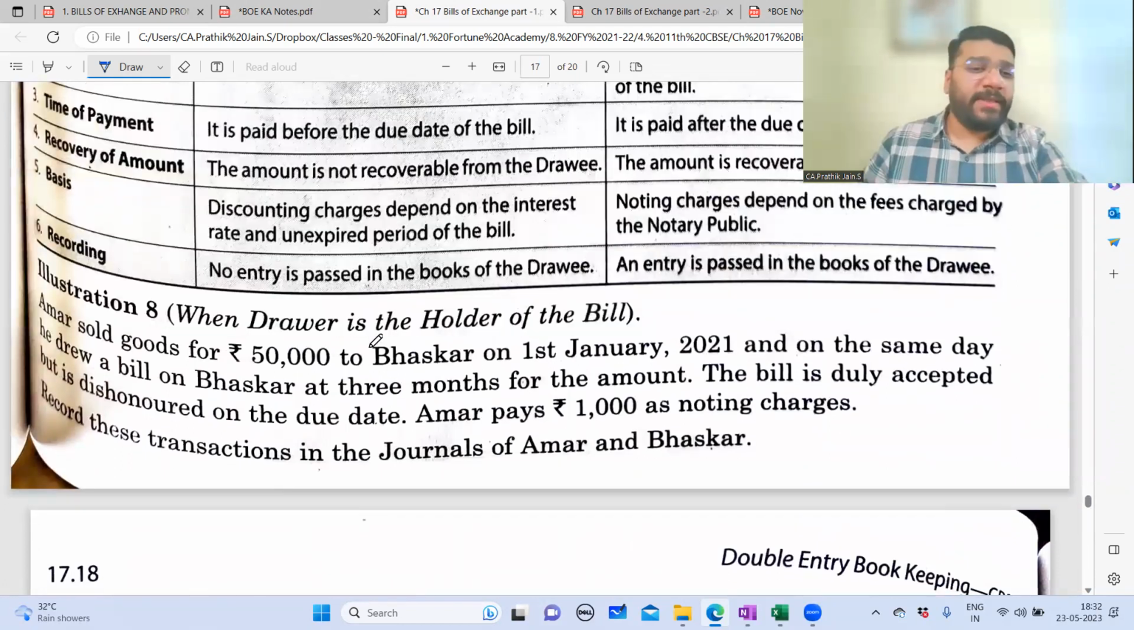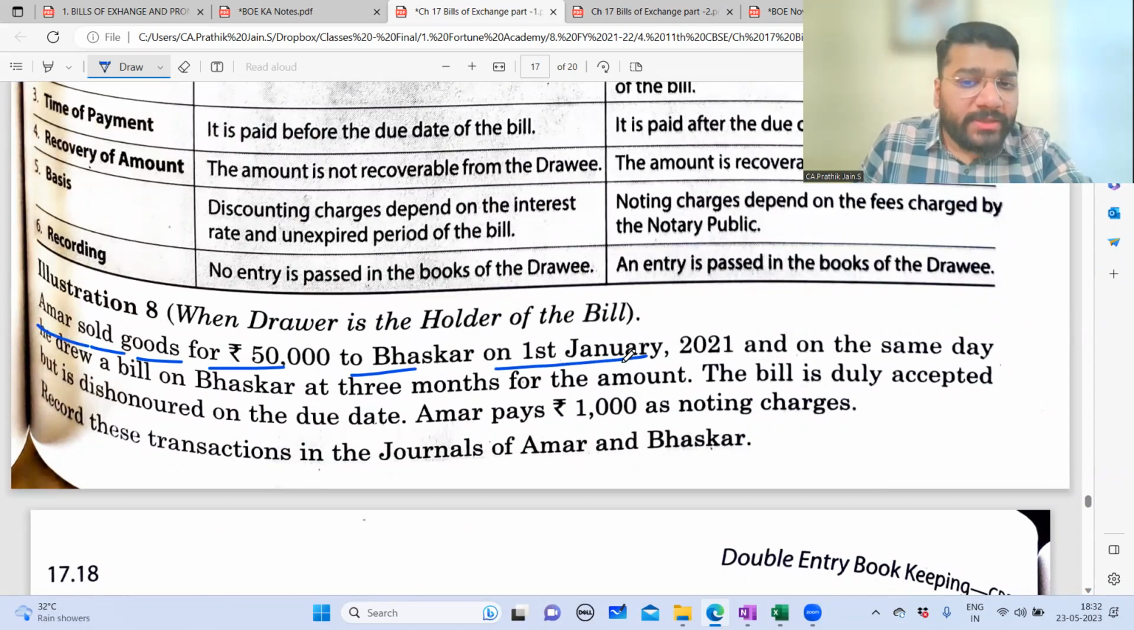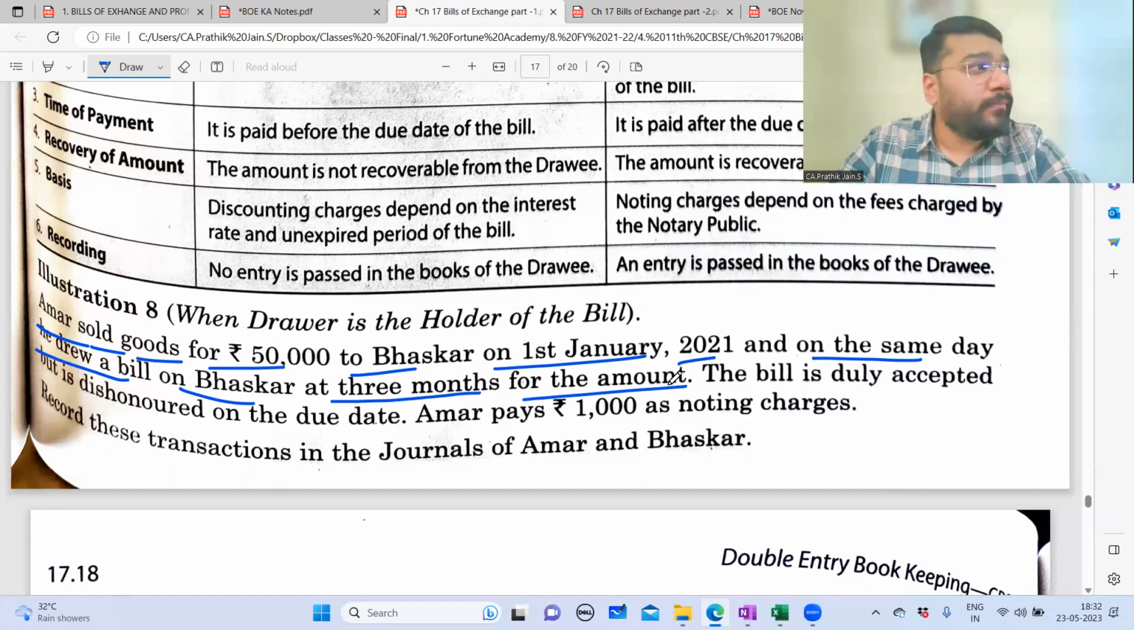So illustration 8, guys. It says that Amar sold goods for 50,000 to Bhaskar on 1st Jan 2021. So who is the seller? Amar is the seller. Who is the buyer? Bhaskar. On the same day, he drew a bill on Bhaskar at 3 months for the amount. What is the term period? Term period 3 months.